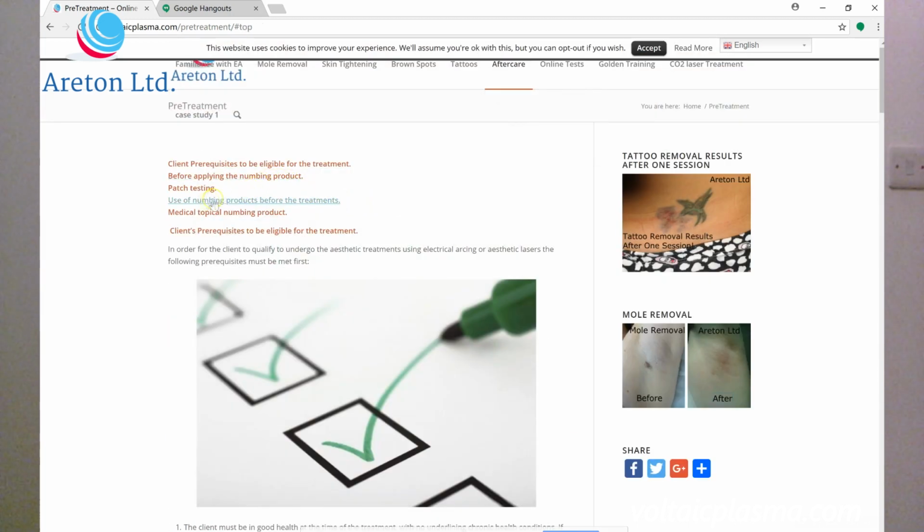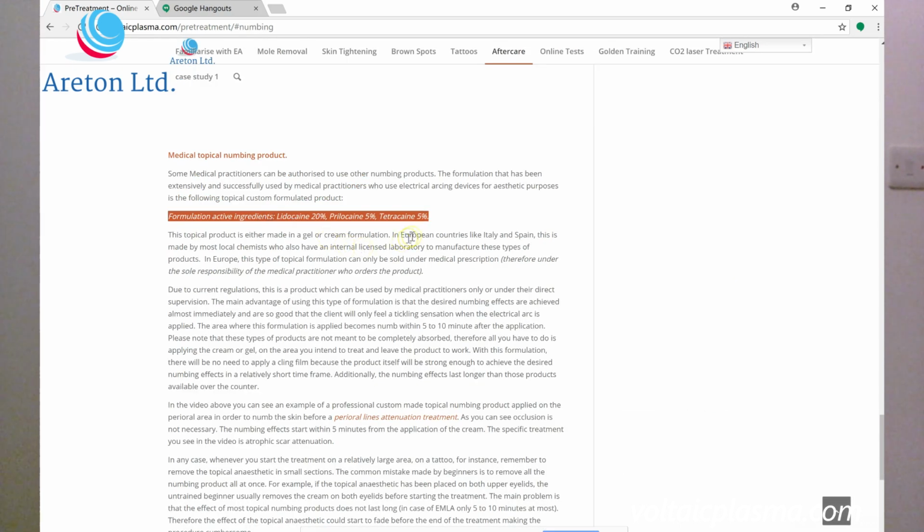Okay. Basically, these are the topics there, and then you go to use of numbing products and medical numbing products. If you use a medical numbing product, we're calling it medical because it depends on the legislation you've got locally. In Europe, this can be prescribed by doctors, and this is a type of numbing product which actually numbs. You cannot actually feel.